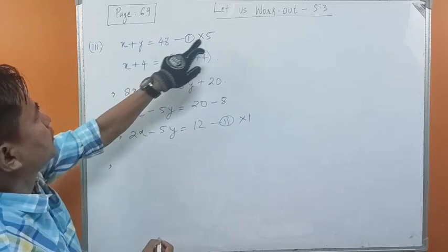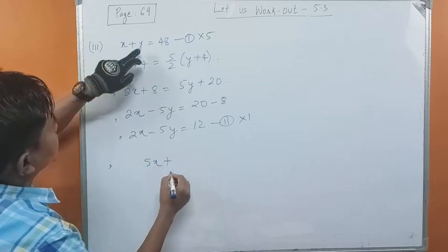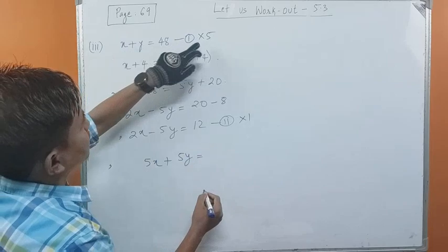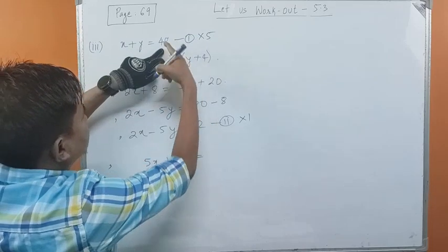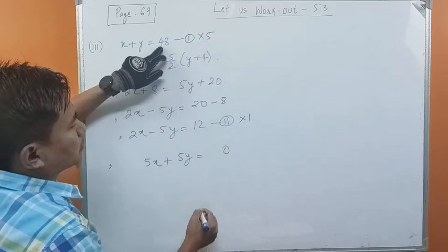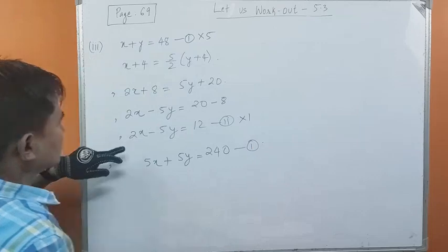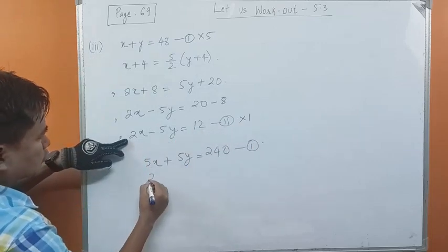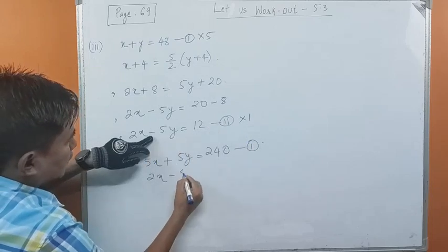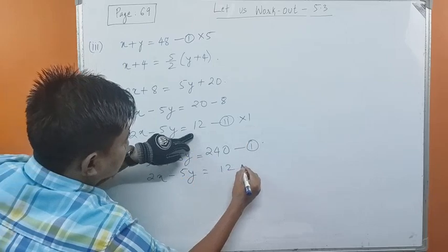Now 5 into x is 5x, plus 5 into y is 5y, equals 5 into 48. So 5 8s are 40, 0, 4 in hand, 5 4s are 20, plus 4 is 24. This is equation 1. And 1 into 2x is 2x, minus 1 into 5y is 5y, equals 1 into 12 is 12. This is equation 2.